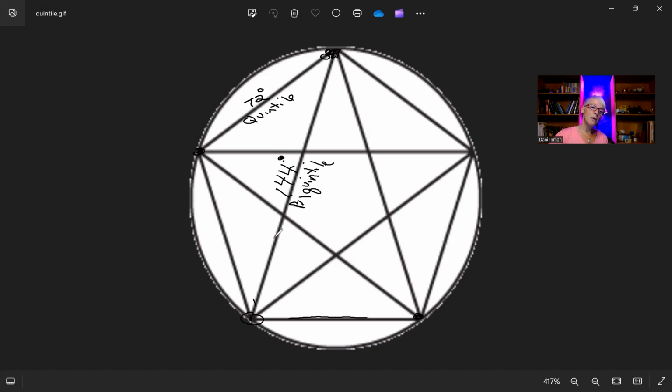So anyway, what does this quintile mean? Well, thanks to my colleagues over at Radical Astrology, there's been a little bit of a collective brain dump on everything that we know about the quintile and the biquintile. People are sharing some of their books and their knowledge. There's also some information out there on the internet. You can look it up.